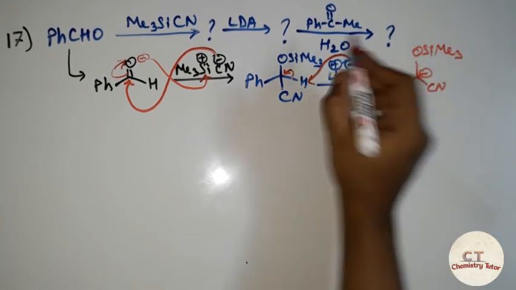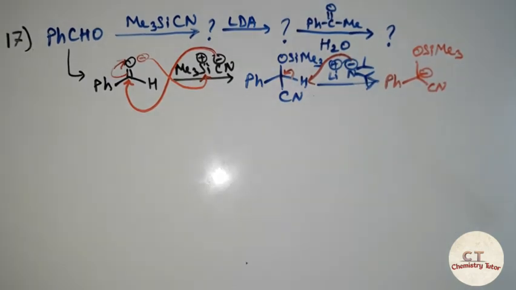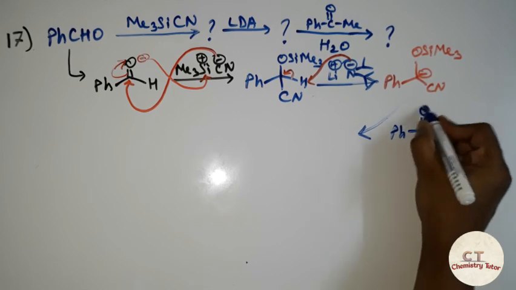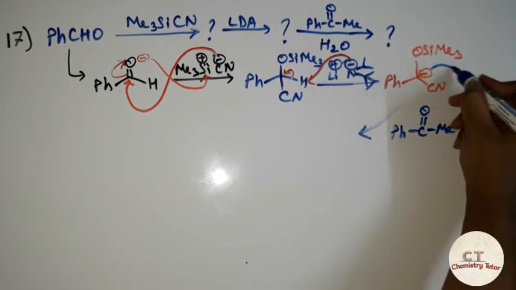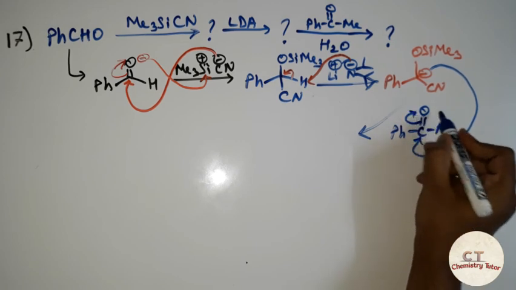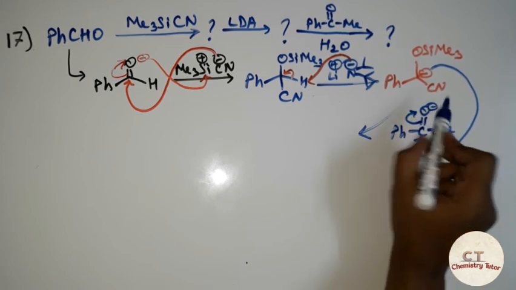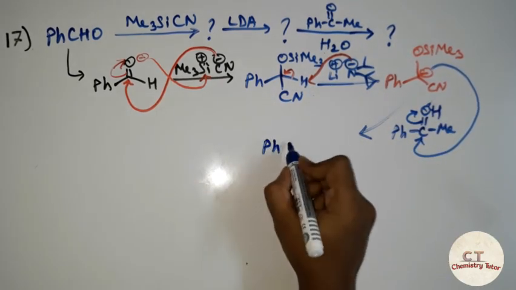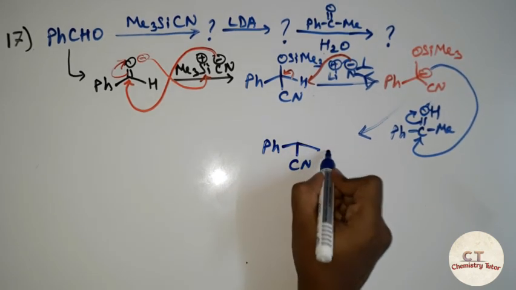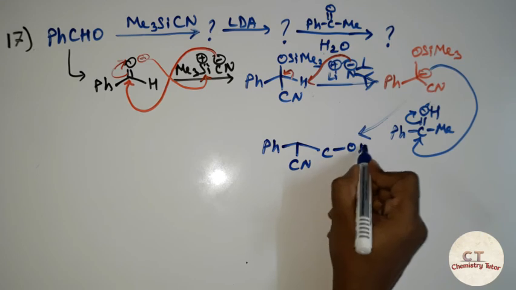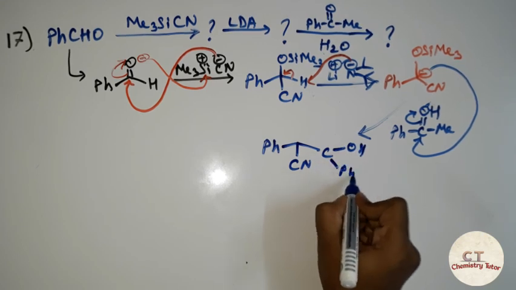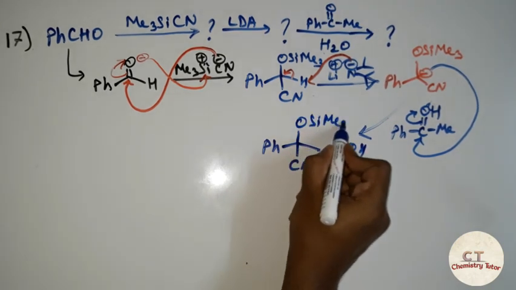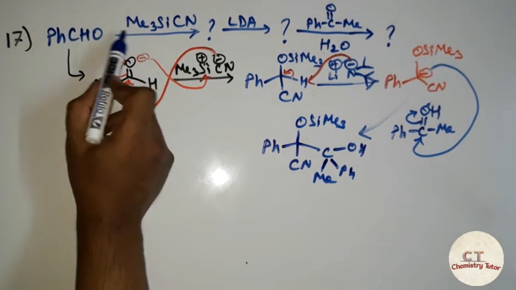OSiMe3. Further, a ketone is given, pH C double bond O Me. So this negative charge is going to attack the carbonyl carbon, and O minus will be there. Further, this O minus is going to abstract a proton from the solution, and it becomes OH. Okay, I am writing directly: CN, carbon, here OH, pH and Me, and there is OSiMe3. Further, it was added in the reaction.